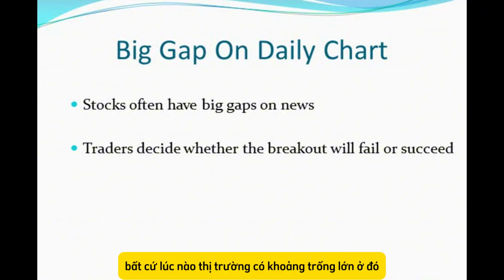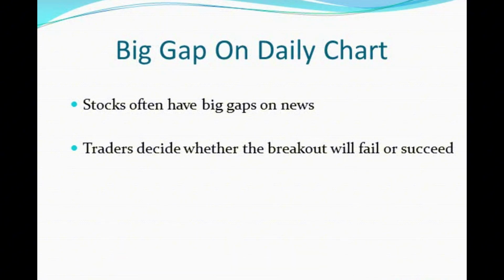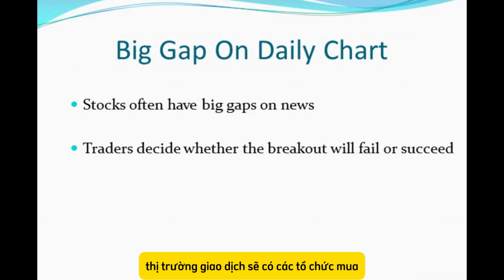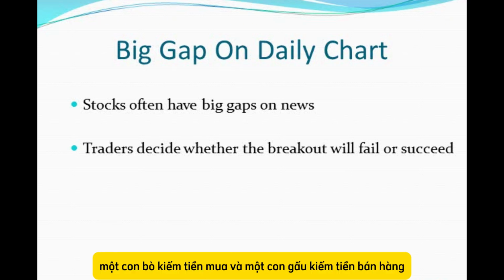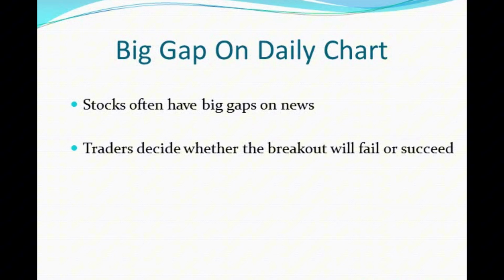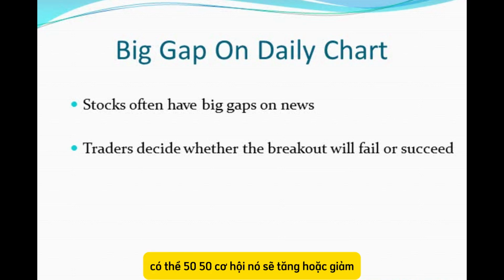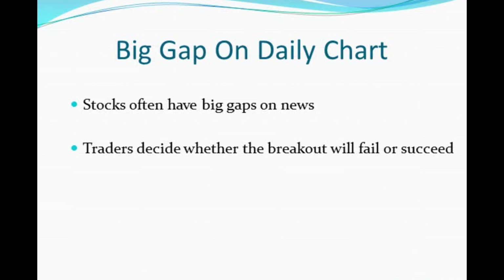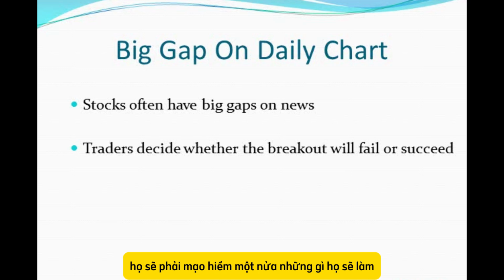Anytime the market gaps up big, the market's trading, there will be institutions buying and other institutions selling. And you have to assume that both the bulls and the bears are profitable. Most institutions are. And how can both a bull make money buying and a bear make money selling at the same time? It's because of trade management. If they look at the big gap up, they'll say, I don't know, maybe 50-50 chance it'll go up or down. They will have to risk half of what they're going for in terms of reward.